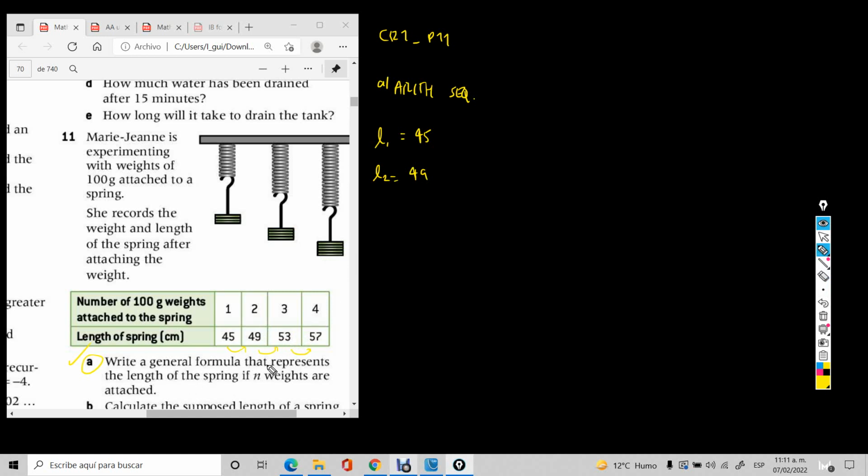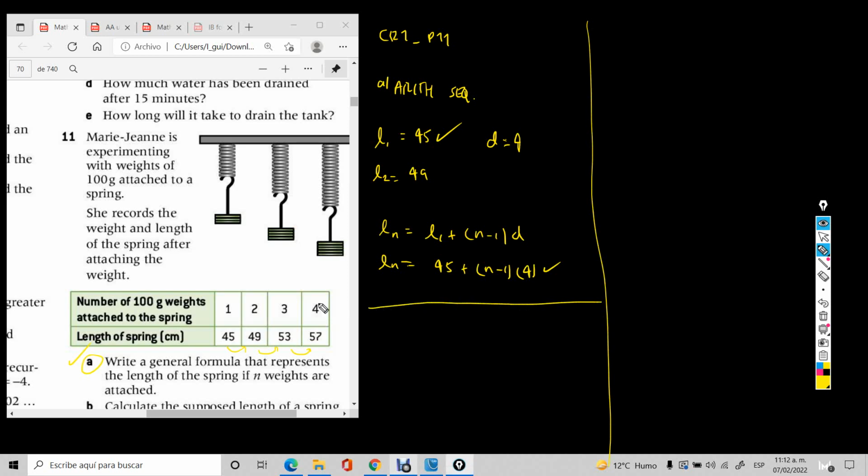So let's write a general formula that represents the length. Basically we want to find the nth term of this sequence. We know the first term, and the difference is 4. So that's it. According to our booklet, if we follow the formula, that should be the first term plus n minus 1 times the difference. So we should have the following. That's it. That solves question A.